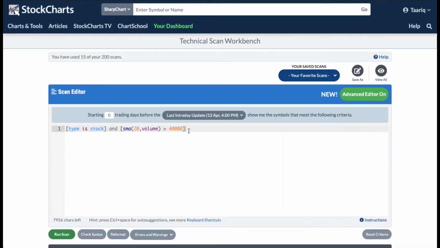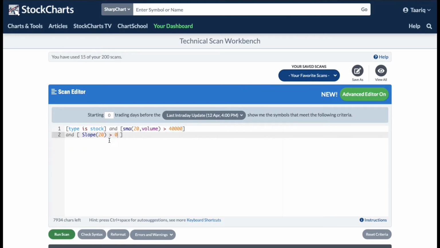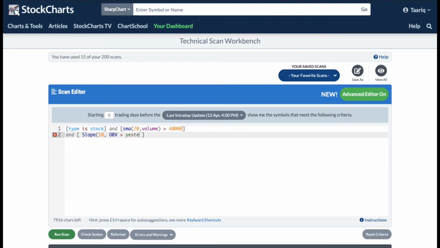And for this one, we want the type as stock, and we want to look at slope. So we want the slope to be greater than, we'll look at it over 10 days, and we want it to be on the on balance volume, and we want it to be greater than 0.